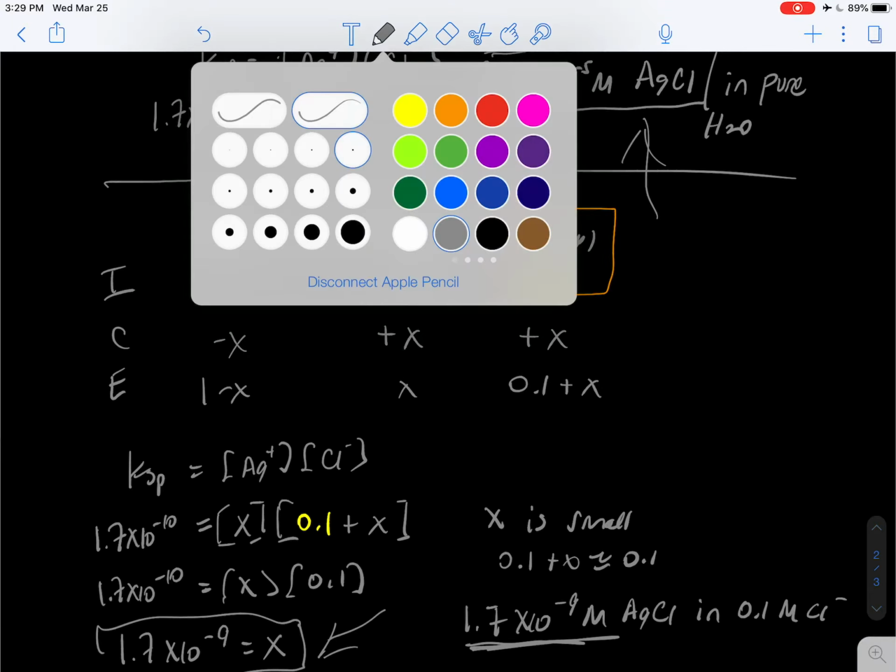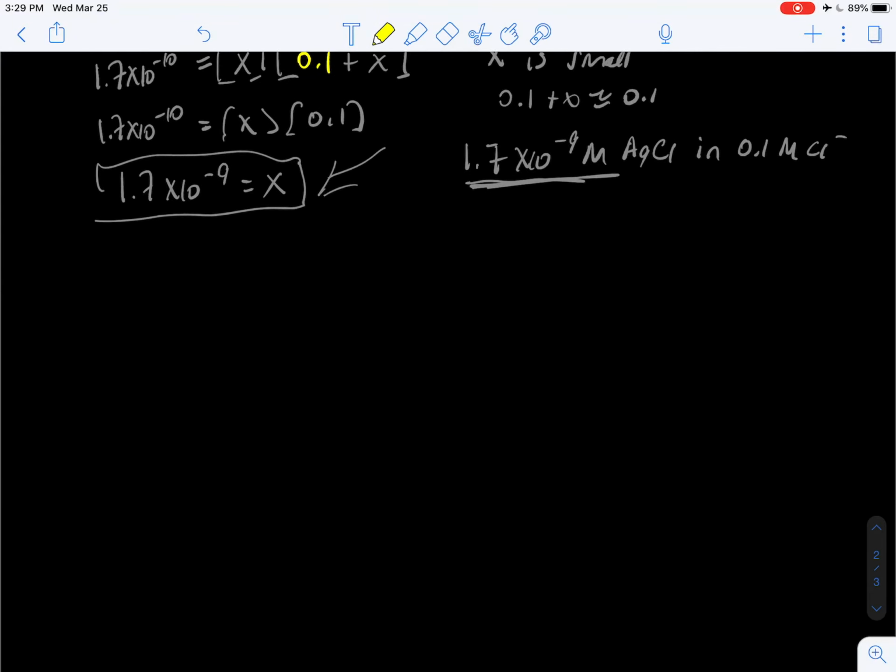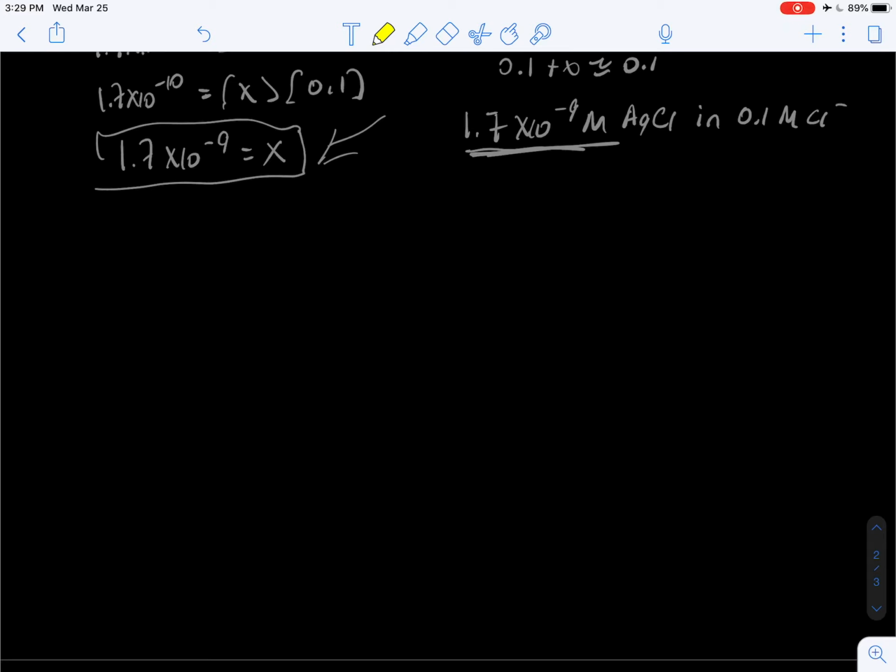Okay. All right, and then there's a lecture guide problem here. You try this. What is the lead ion concentration in 1.8 molar sodium bromide? Okay.